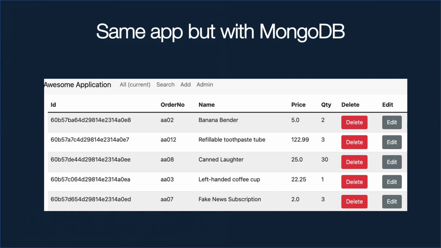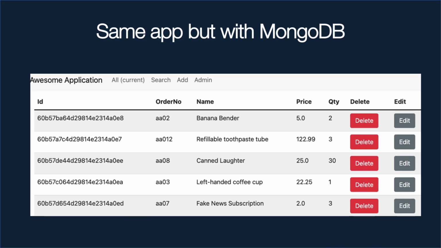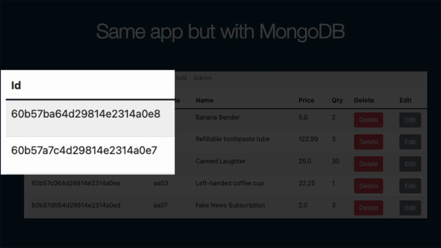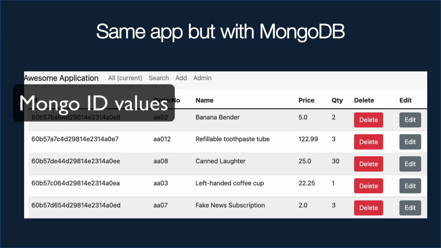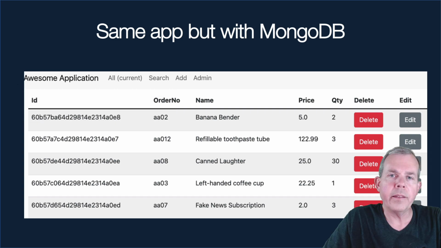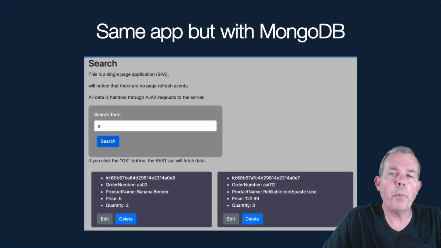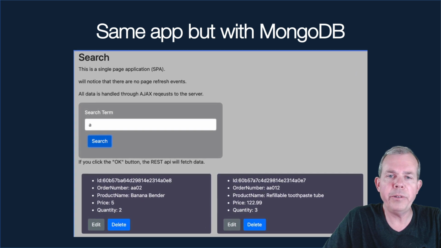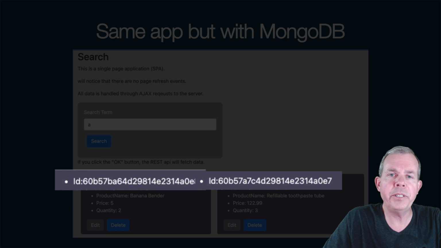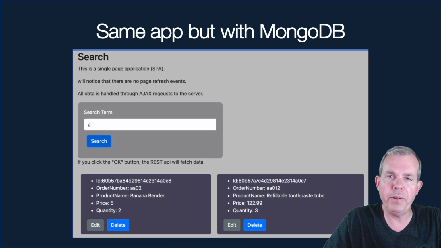So when we're done with this, we will have the same application that we did before, but with a minor change. We're going to have the MongoDB as the data source. Notice the ID values in the left column. These are strings that are the type of data that Mongo uses rather than integers, which you would find in a typical SQL database. The same will hold true for our single page application that we built before. You can see that the same response and the same behavior is there. We just have different ID values than we did before.